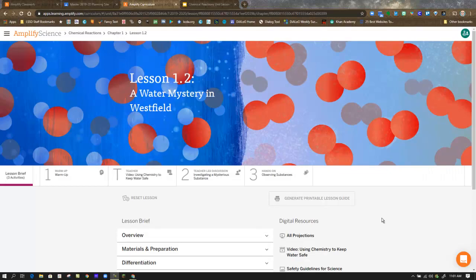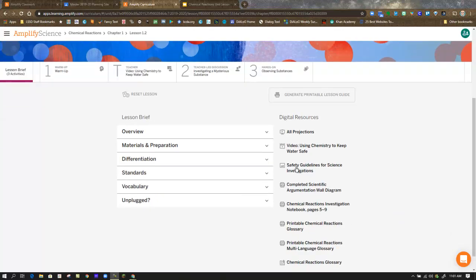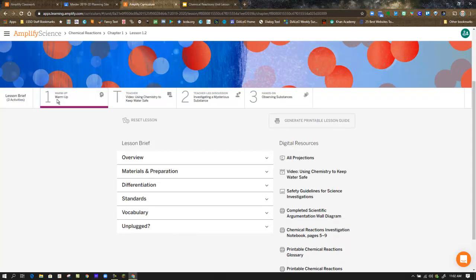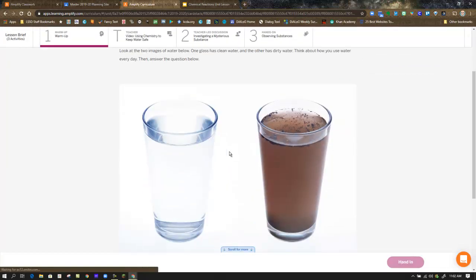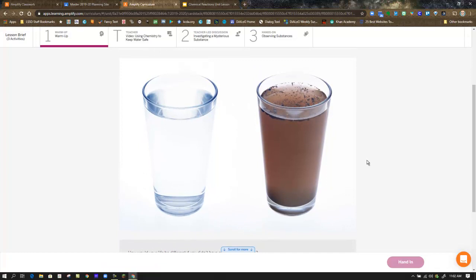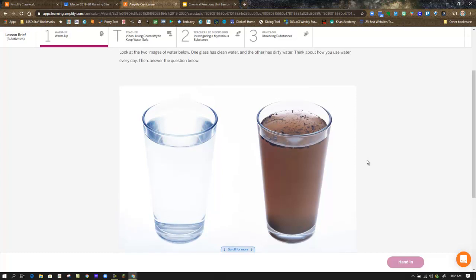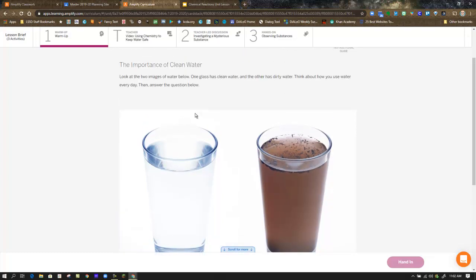Amplify Science Chemical Reactions Unit, Chapter 1, Lesson 1.2, A Water Mystery in Westfield. We're here in the lesson brief, always reminding ourselves that digital resources for this lesson can be found on the right half of the screen. We go into the warm-up. You are presented with an image, and again, these images come from the projections you'll see in step 2 of this lesson. What we have is well water on the left and neighborhood water on the right. So clean water and dirty water.